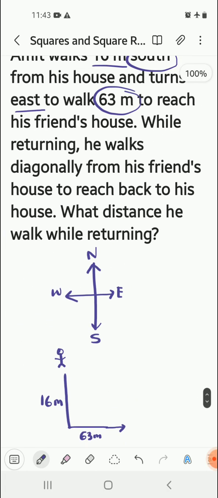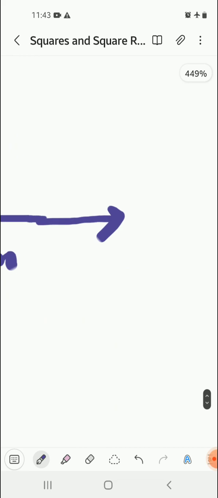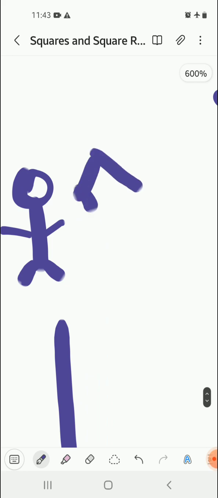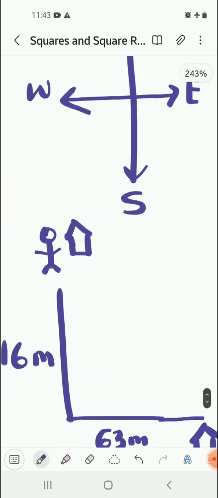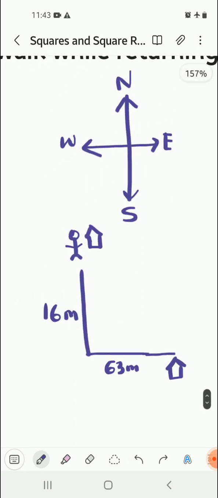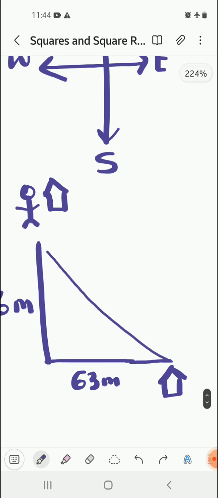Okay. Now, after this, while returning, he walks diagonally from his friend's house. So after he reaches this point, here is where we find his friend's house. From here, he walks back to his house. His house was here. Originally, he was walking from his house. He walked 16 meter to the south direction and then 63 meter to the east direction, and while returning back to his home, he took the diagonal path. Diagonal means this.